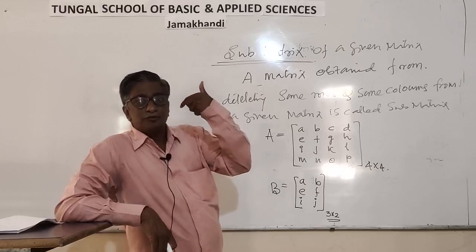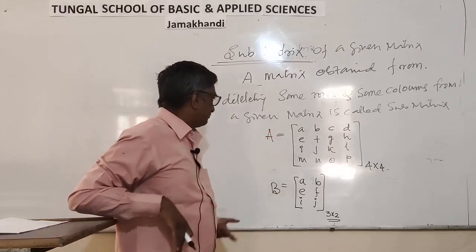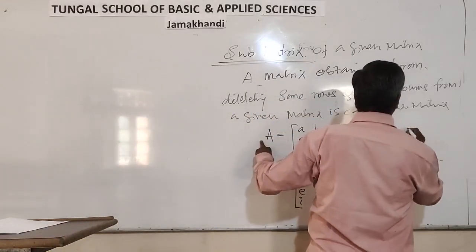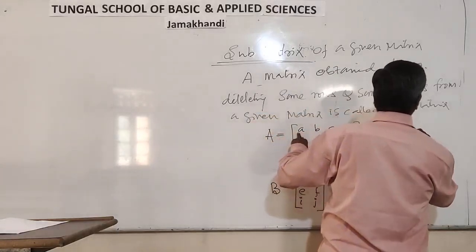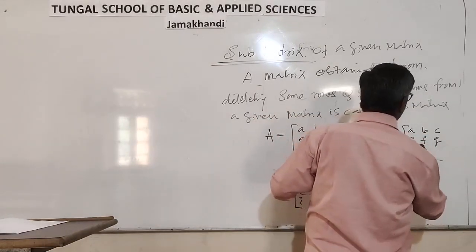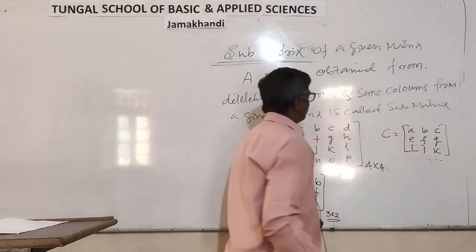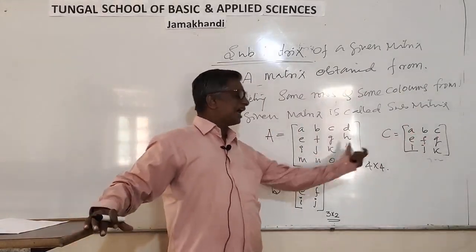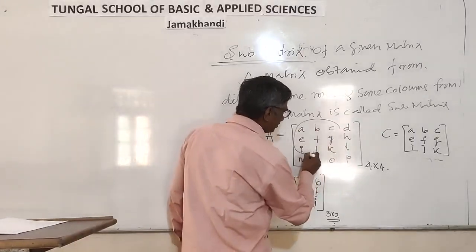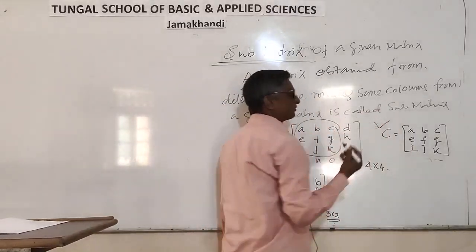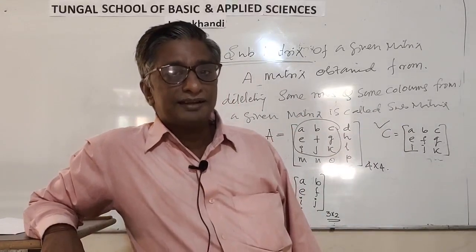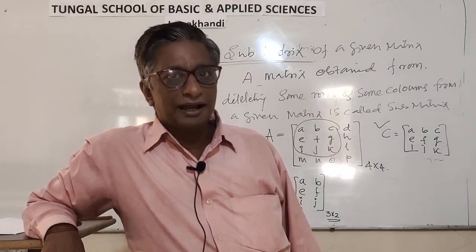You can form a number of submatrices of a given matrix. For example, C equal to A, B, C, E, F, G, I, J, K. What I have done is delete the last row and the last column. Then we are getting only this portion. I created this matrix. This is called a submatrix of a given matrix.